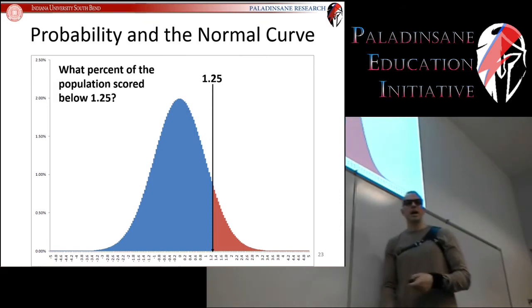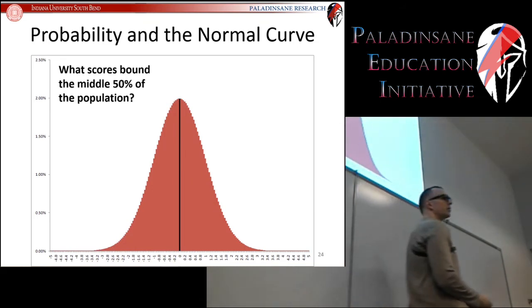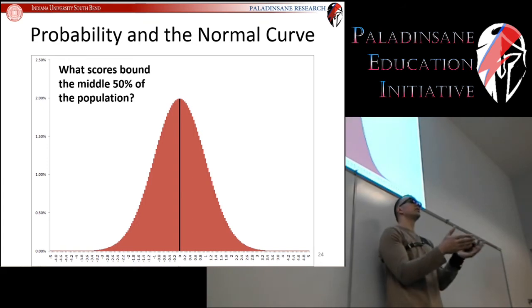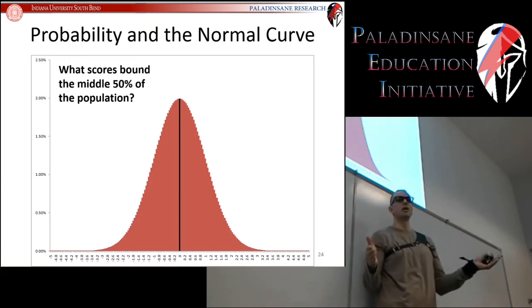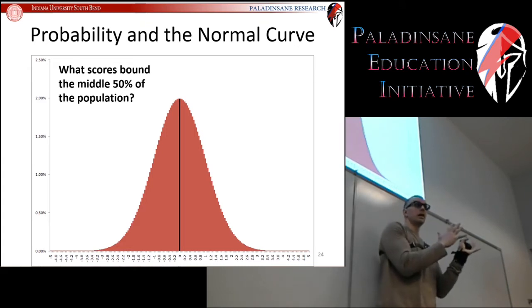Other questions that you might ask: what scores bound the middle 50% of a population? So some factors, some characteristics of humans, you don't want too much and you don't want too little, right?